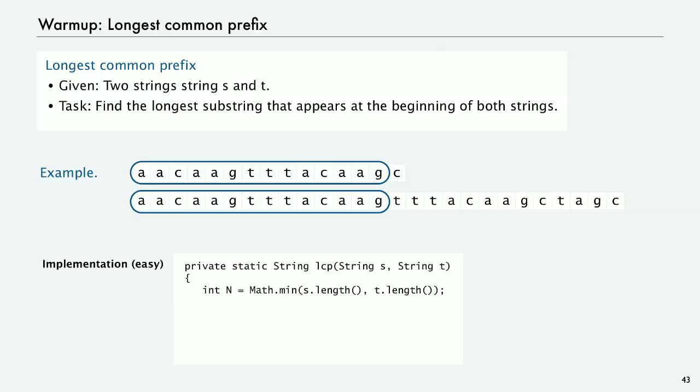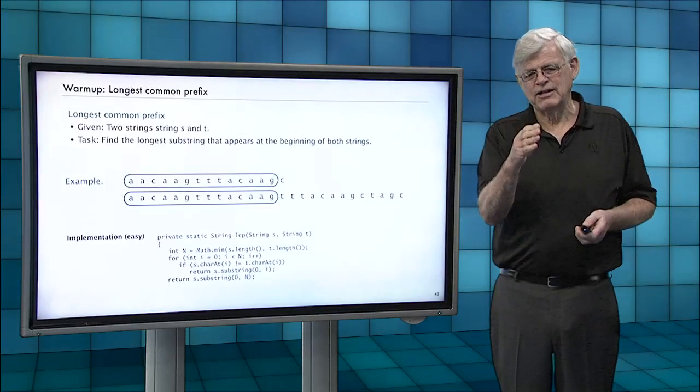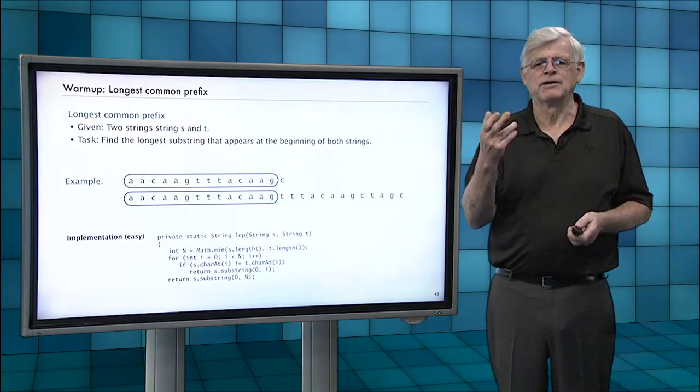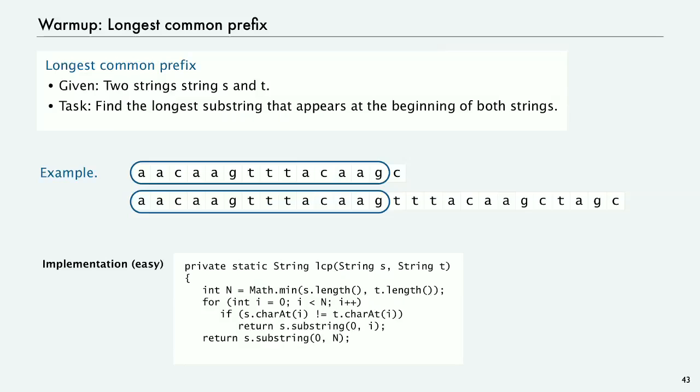Here's the code for that. Whichever is the shorter string, you use that as the termination of your for loop, and you just go through. If you find a place where the characters are not equal the first time, that's the substring you return. And if you get through the whole thing, then you just return the smaller of the two strings. So that's the LCP, which takes two strings as arguments and returns a string, the longest common prefix of the two strings. And we'll use that as a helper method in our solution to longest repeated substring.